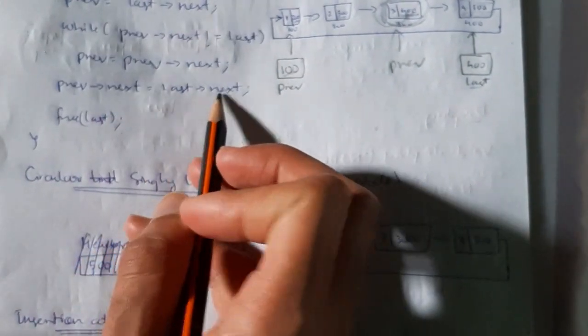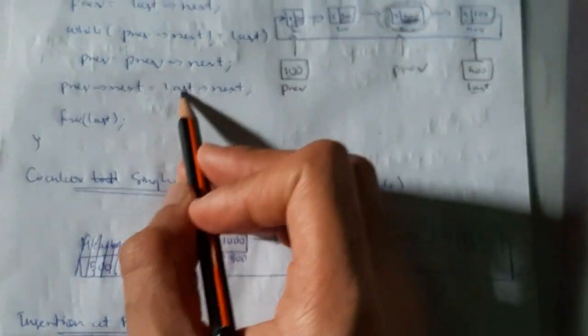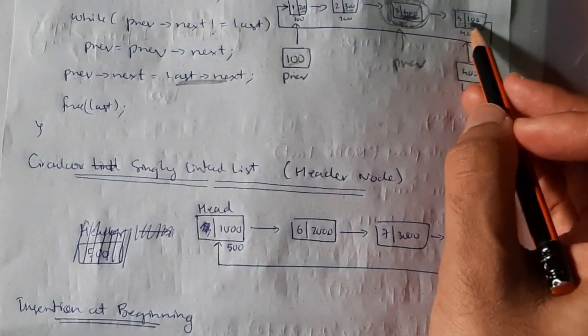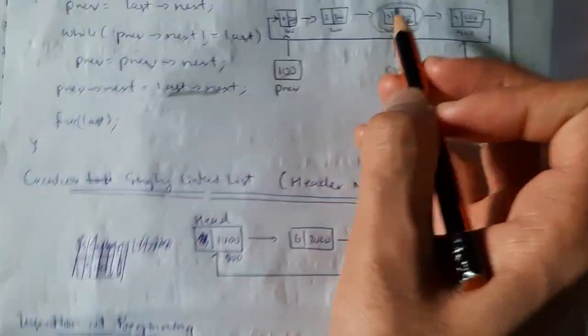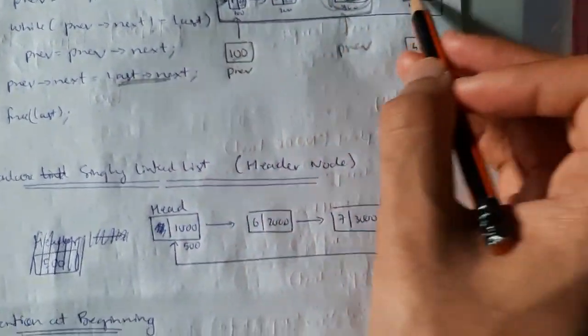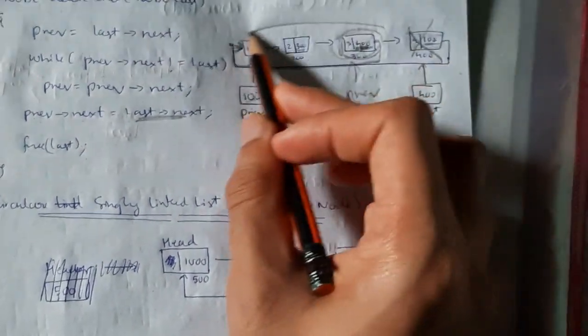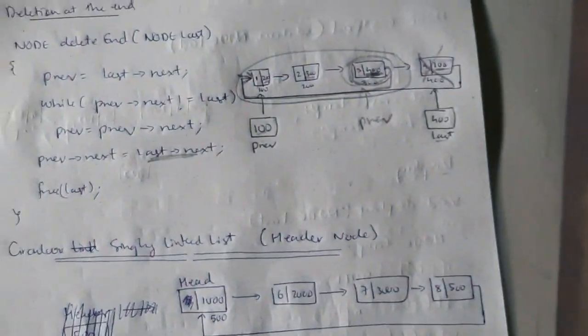Previous arrow next is equal to last arrow next. Previous arrow next is in this position. What should be stored? Last arrow next. What is last arrow next? Last arrow next is 100, which is the first location. So what I am doing, I am cut shorting this to the first location here, and I'll free last at the end, okay. So in that way, this is the linked list left here.